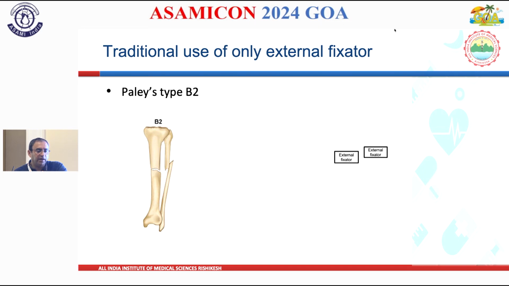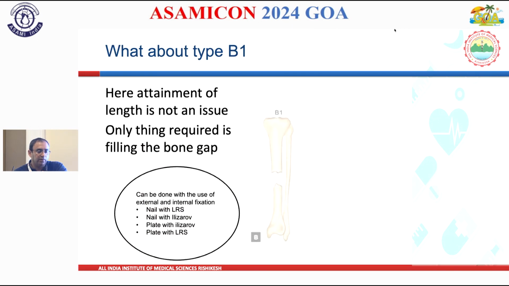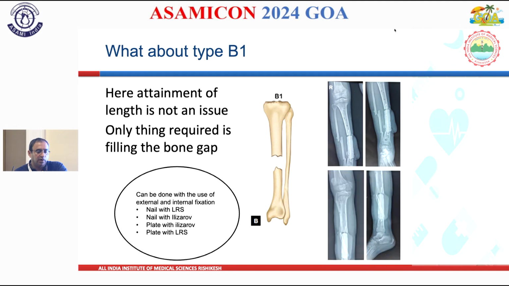So if we have a Paley type B2 and B3 fracture, I think the answer is only external fixator. We can't go for a combined system of using a plate or a nail. Nail, you can always use, but plate, you can't use because you're fixing it and then the length can't be achieved. But if you have a B1 fracture where the length is not an issue, then we can go with all these combinations: nail with LRS, nail with Ilizarov, plate with LRS, all these things.